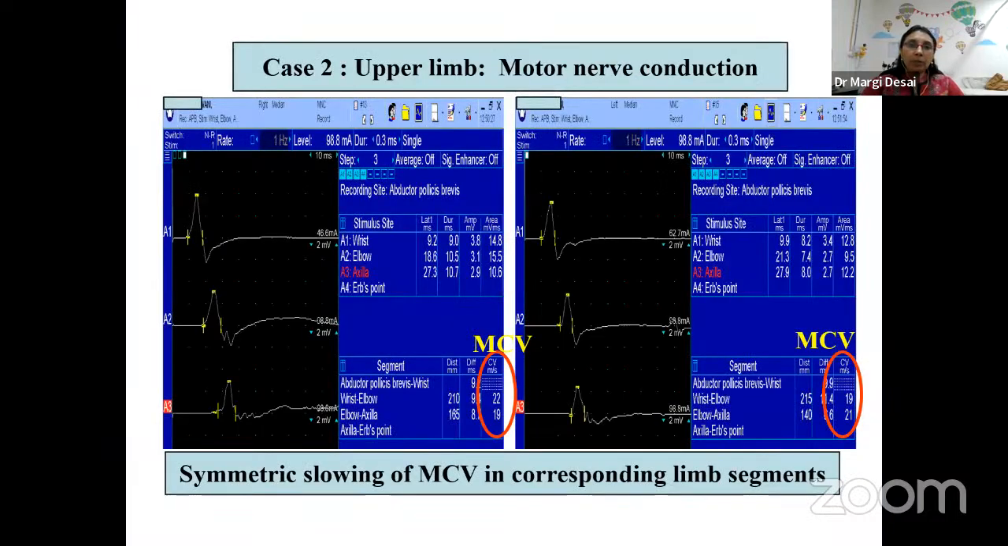Let's look at the motor nerve conduction. So now if you see here, these are the CMAP amplitudes. They look pretty okay. But let's look at the motor conduction velocity. In the right median nerve, the velocity is very slow. It's only 22 meters per second. Normal velocity should be more than 49 meters per second in the upper limb. And now let's compare it with the left upper limb. So if you see here, 22 and 19. So there is symmetric slowing of motor conduction velocity in both upper limbs.